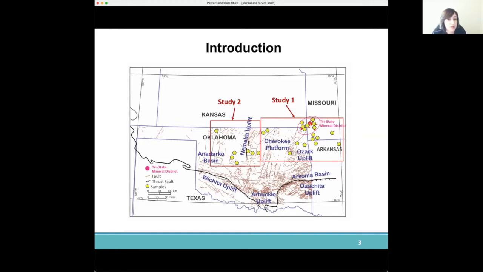This is a map showing my study area, which is divided into two parts. The first study area involves subsurface, mine, and outcrop samples from the Cherokee Ozark platform. And the second part involves subsurface carbonate in north central Oklahoma. And the yellow dots are my sample locations.